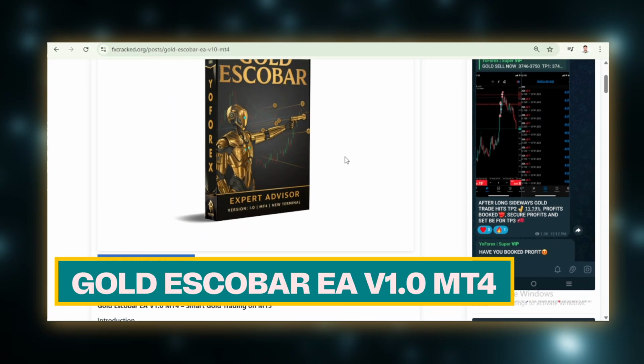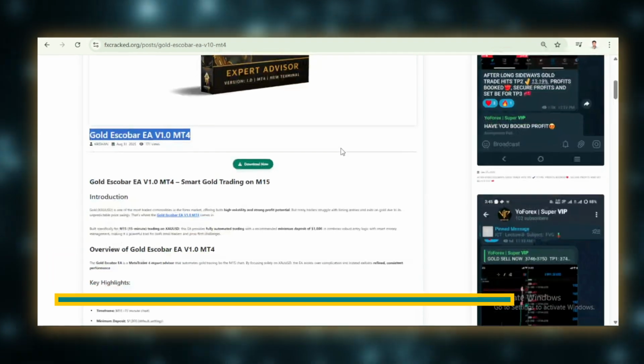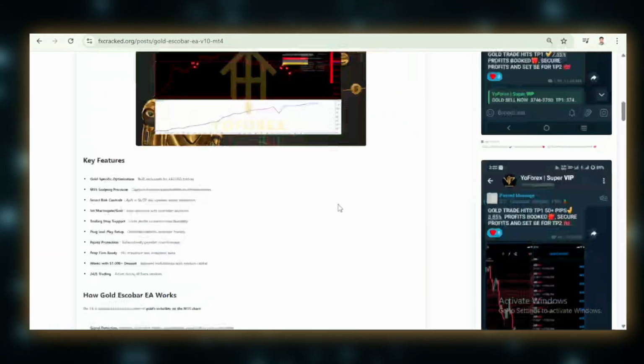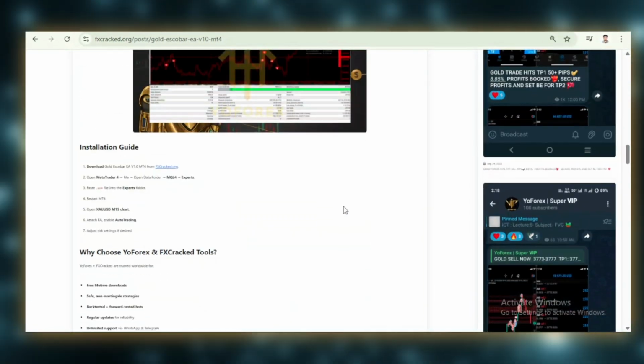Today, we're reviewing the Gold Escobar EA V1.0 MT4, your solution for trading XAUUSD on MetaTrader 4. This EA is designed for high-frequency trading with precision, ensuring steady profits without unnecessary risk.